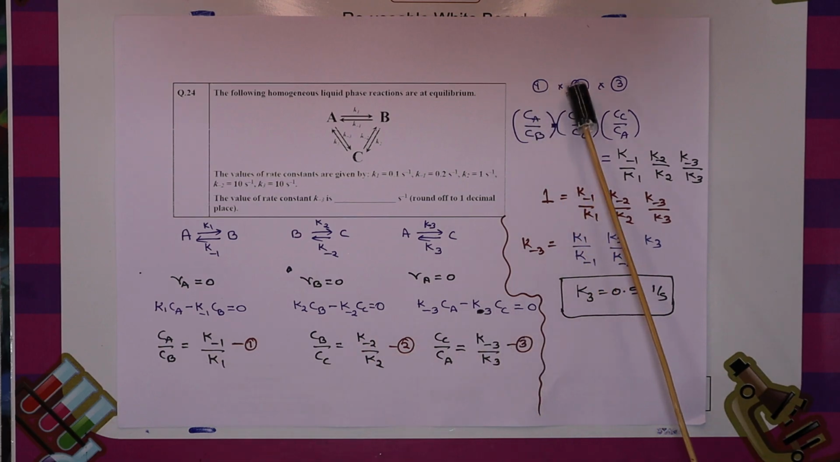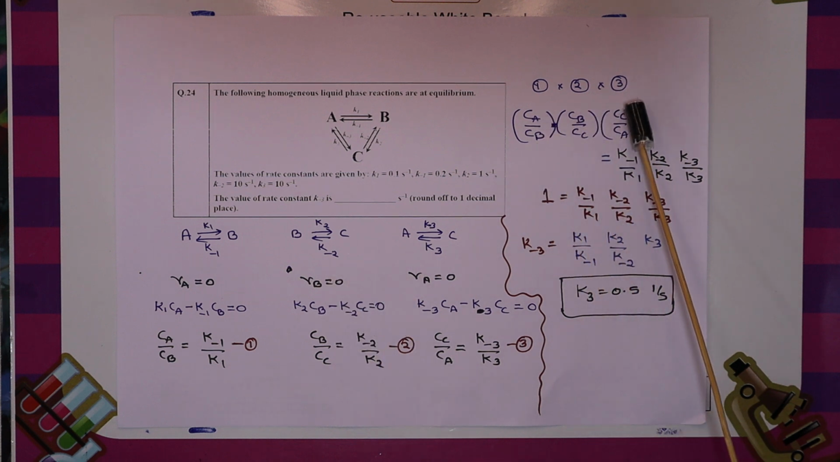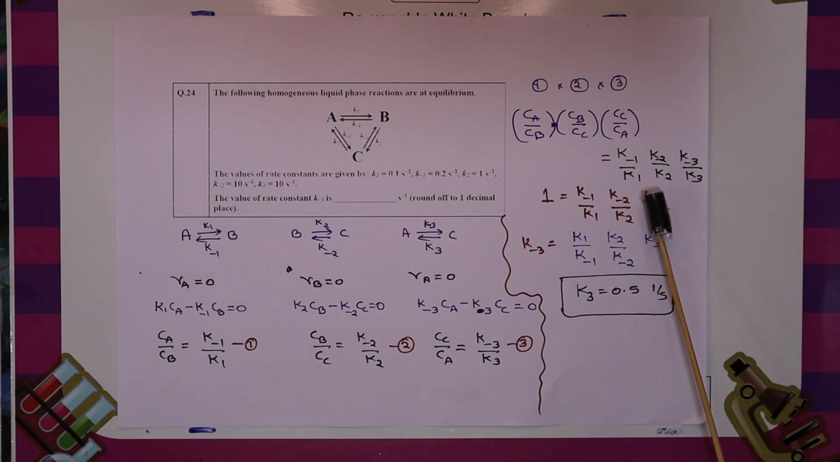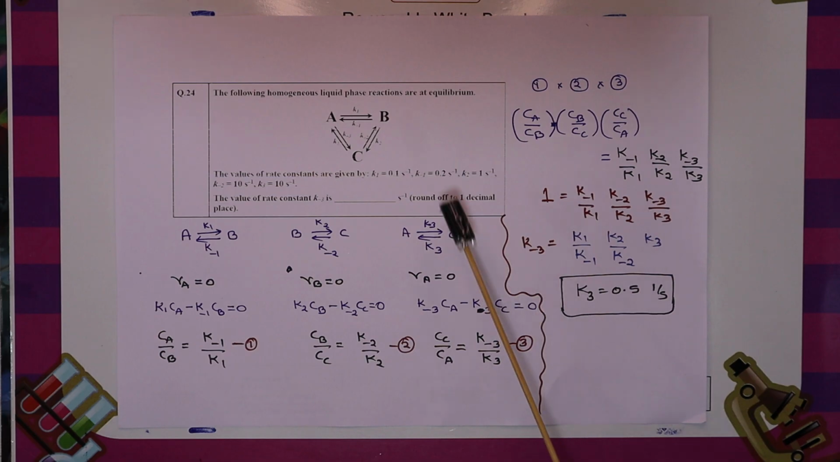If you multiply equations 1, 2 and 3, you get Ca by Cb into Cb by Cc into Cc by Ca equals K minus 1 by K1 into K minus 2 by K2 and K minus 3 by K3. All the information is provided except K minus 3. Ca cancels out, Cb cancels out, Cc cancels out, so on the left-hand side you get the value of 1. From this you can calculate K minus 3 by knowing the given values of K1, K2, K minus 1, K minus 2 and K3. You get 0.5 per second.